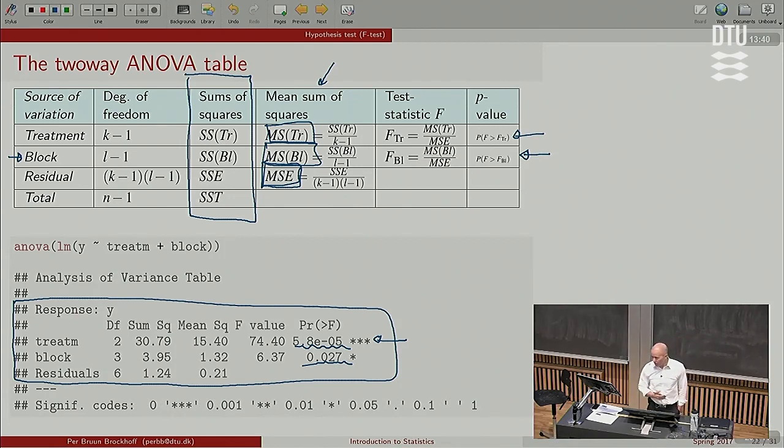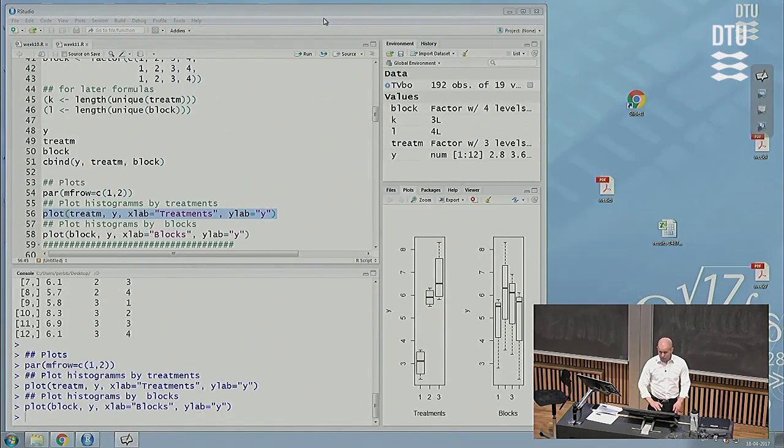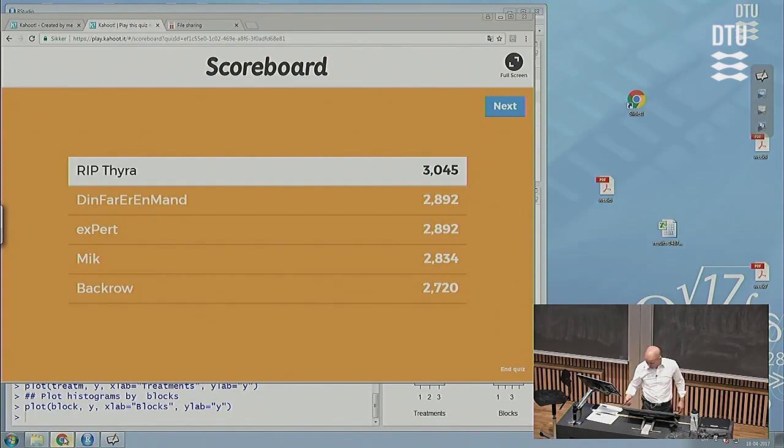Using the usual 5% limit, it's below 5%. So if we are forced to a yes-no answer, are they different? Yes, they are. Question? Blocks, or persons, are shown to be different, you say?